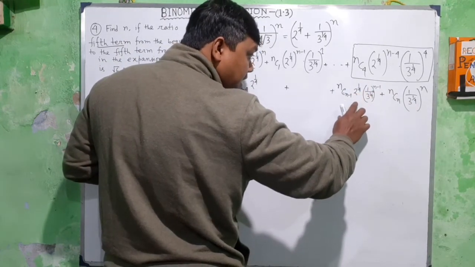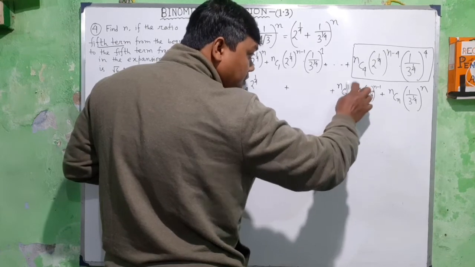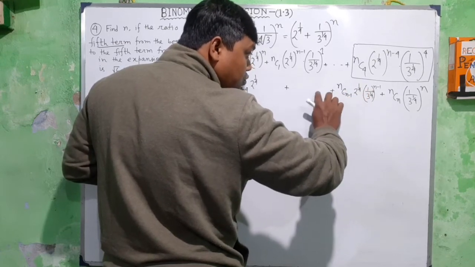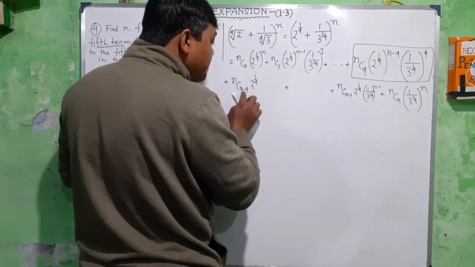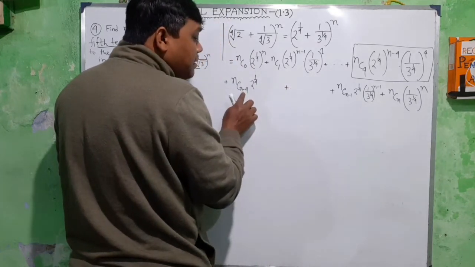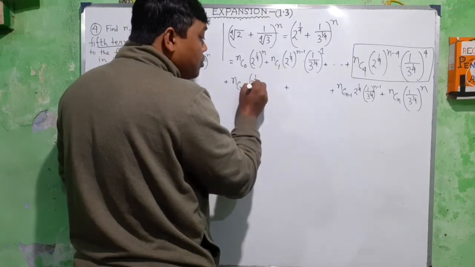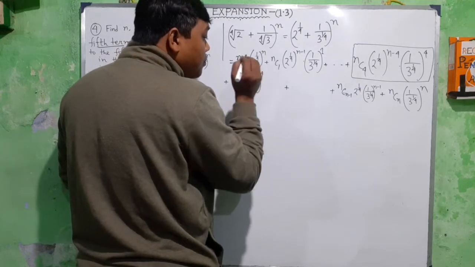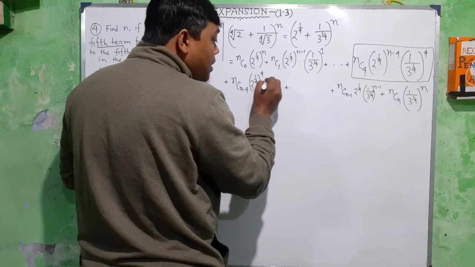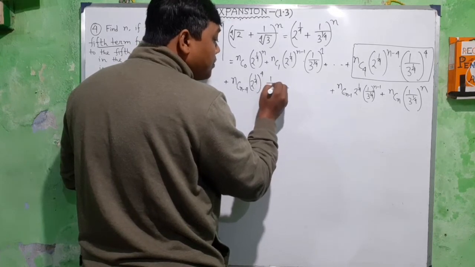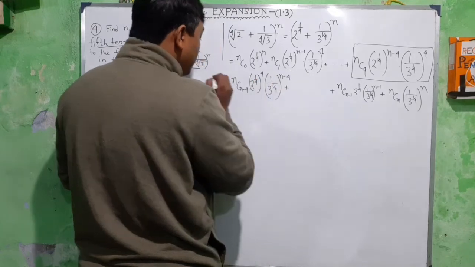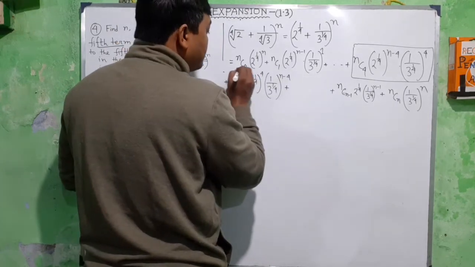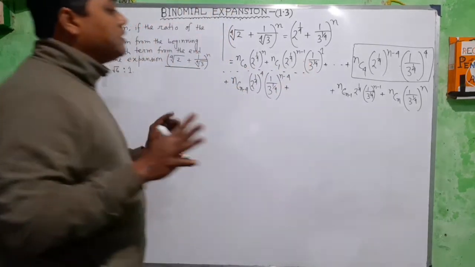This is the second end term, third end term, that means n minus 2, fourth end term n minus 3, fifth end term nC(n-4) (2 to the power 1 by 4) whole to the power 4 into (1 by 3 to the power 1 by 4) whole to the power n minus 4. Okay, no more terms present in the middle.